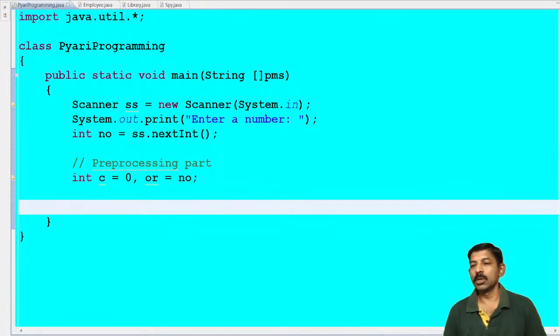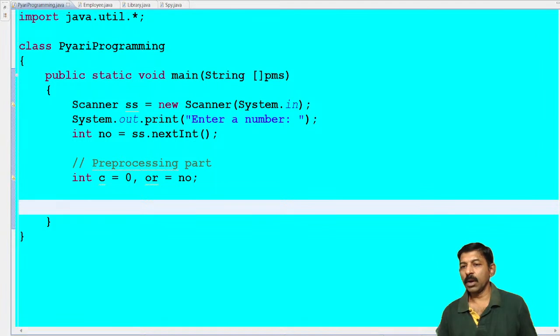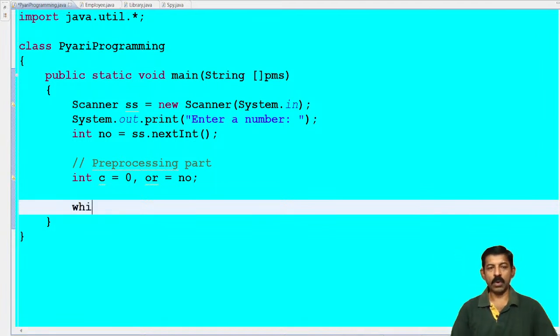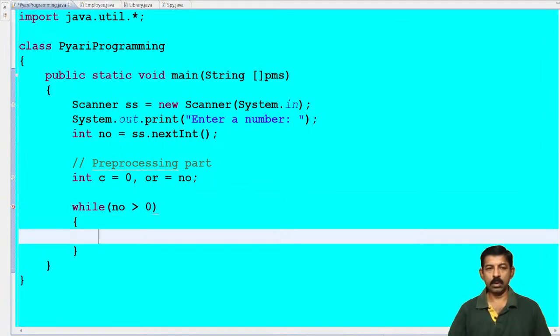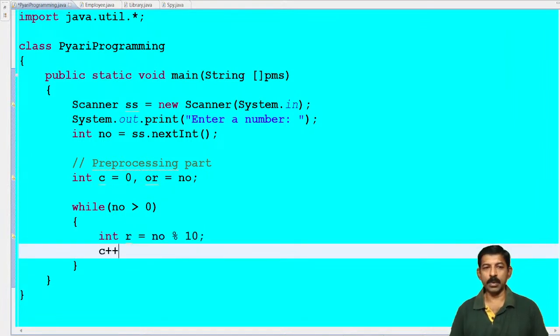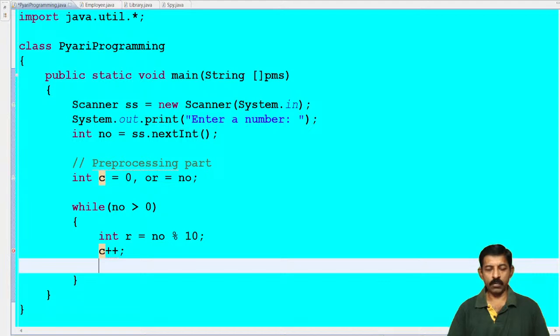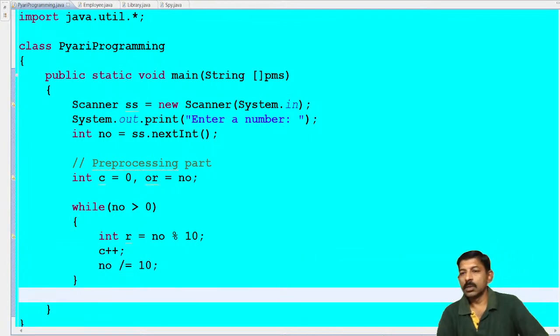Subhasmita also. Huh? You also missed that one. After backup, while loop. Okay. So while number is greater than 0, int r for the remainder is equal to no modulo 10. Then I got the remainder. I will say counter plus plus. Then after that I will say no divide is equal to 10. Fine. Is it okay?